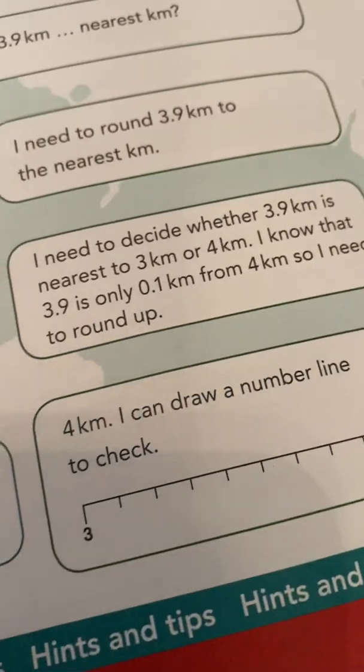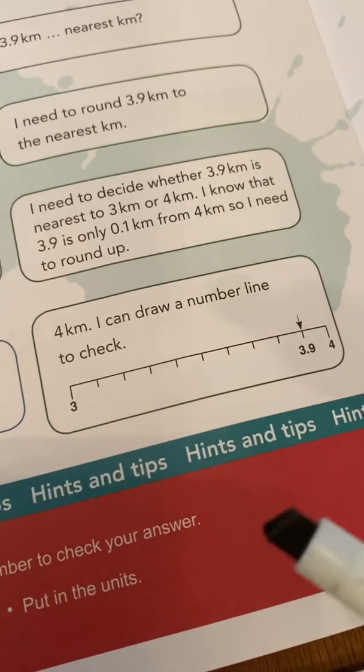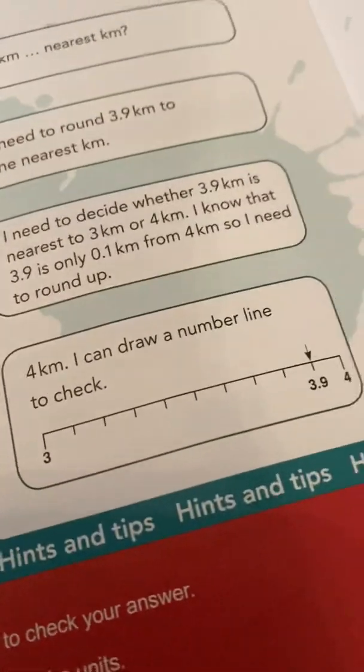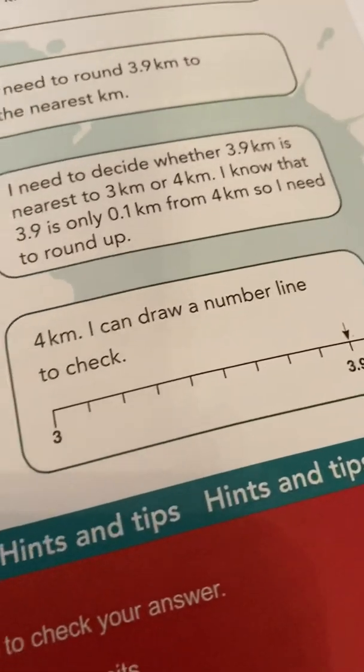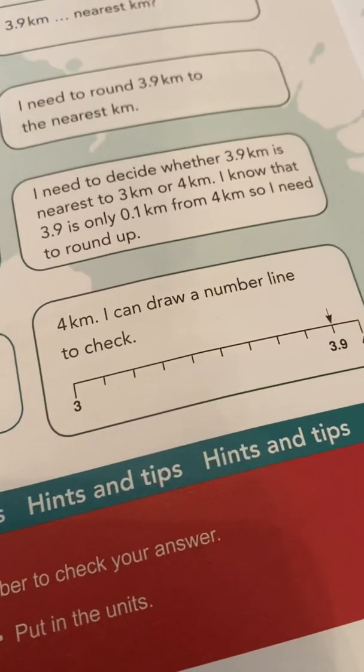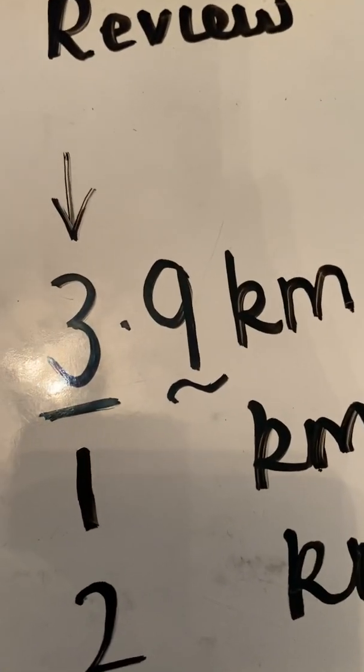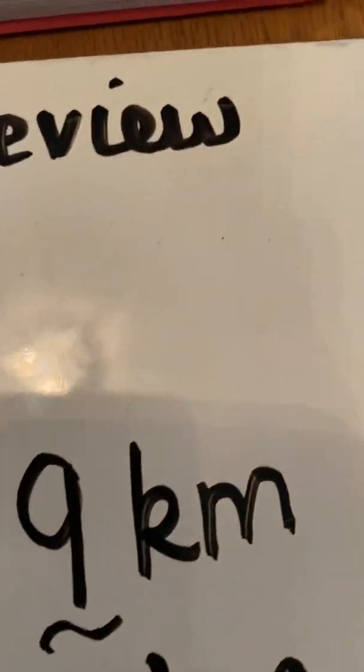It does suggest, and you did do this on some work, drawing a number line. If that works for you, do it. I personally wouldn't, but everybody learns differently, don't they? So if you want to draw the number line like it's suggested in the book, do it. If you want to use this method, which is more what we've practiced when we've done rounding before at school, do that. Whatever works for you.